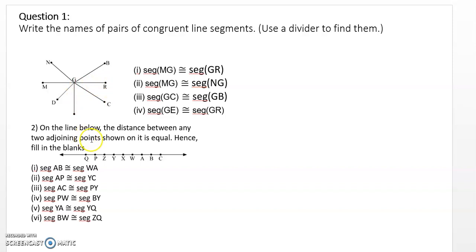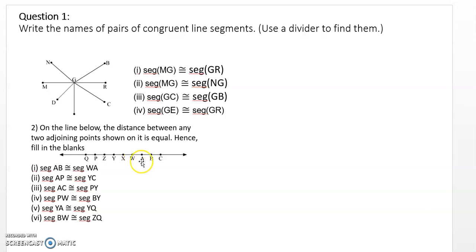Then second: on the line below, the distance between any two adjoining points shown on it is equal. Fill in the blanks. First it is AB. With AB you can write WA. So that is the first answer. Next it is AP. Now between A and P, how many points are there? 1, 2, 3, 4, 5. So the fifth point is P. So now if we take Y, starting from Y, the fifth point should be there.